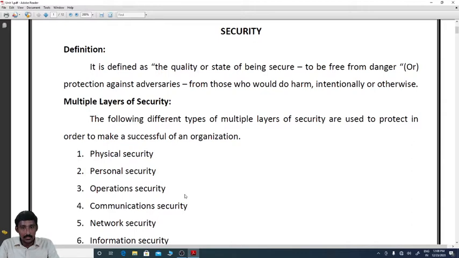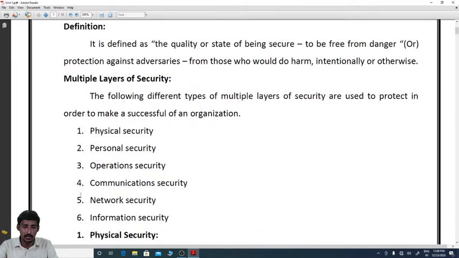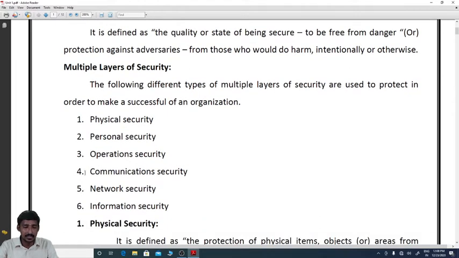Security is the quality or state of being secure, to be free from danger. Or simply we call it protection against adversaries, from those who would do harm, intentionally or otherwise. That is called security. Normally, there are different types of security that play a major role here. The different types are physical security, personal security, operational security, communication security, network security, and information security. Let's discuss them one by one.